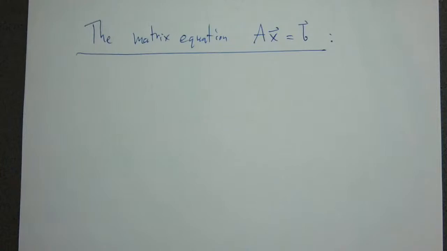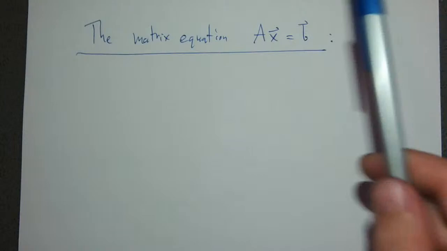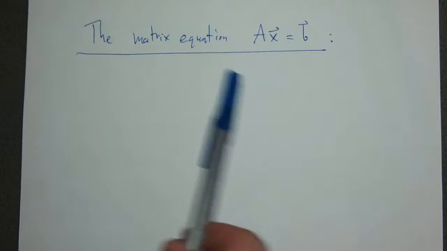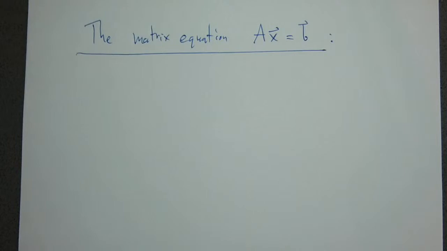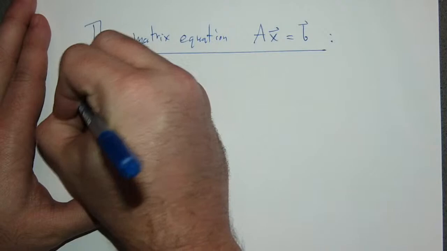Technically, I know that most of you know how to multiply matrices. That's not an issue. But technically, we don't multiply matrices until chapter 2. Okay, and so I have to actually define what it means to have a matrix A multiplied by a vector X. Okay, so here's the definition. So this is just the definition of this matrix equation.